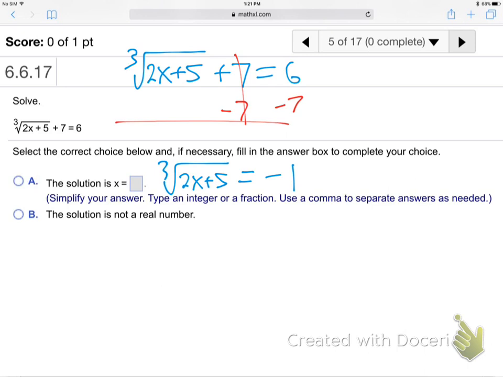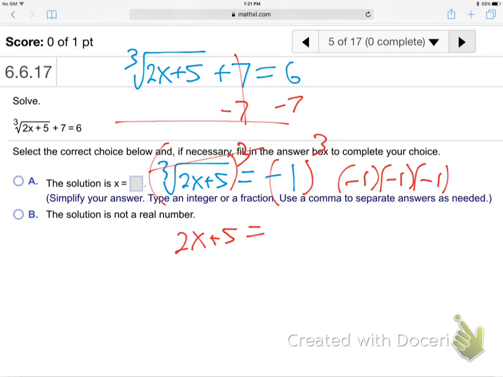Is that good? You get that root piece alone, and then you do the power on both sides, because you've got to do the same thing to both sides, and that cancels out the root. And so then we just have 2x plus 5. What is the other side? Negative 1 times negative 1 times negative 1, which is negative 1, right? Good so far. And now we subtract 5 from both sides.